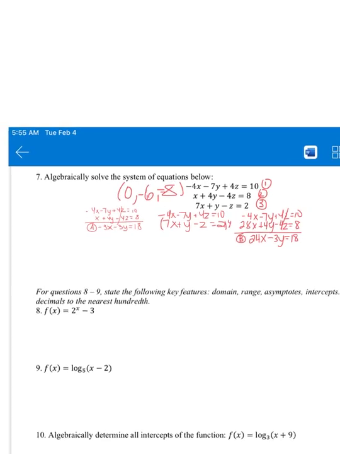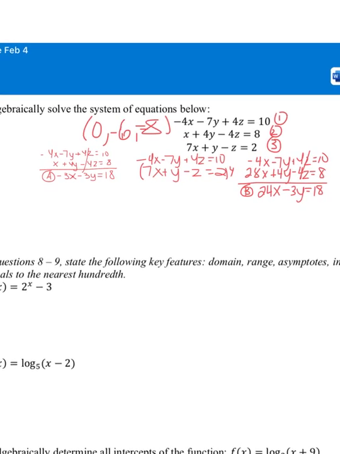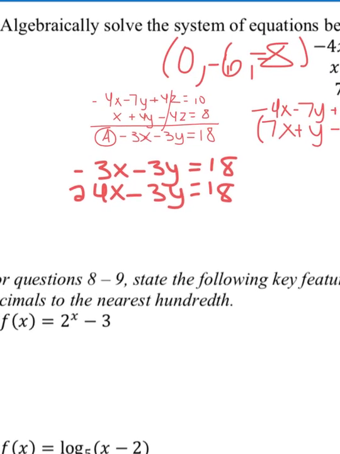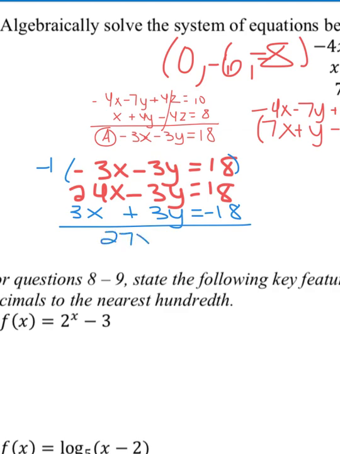Okay, so now I'm going to take my two equations, A and B. So I have negative 3x minus 3y equals 18 for A, and for B it's 24x minus 3y equals 18. And what I'm going to do now is do elimination one more time. So I'm going to multiply this top equation by negative 1. That way now it's 3x plus 3y equals negative 18. And then I'm going to add down. So 24x and 3x is 27x. Negative 3y plus 3y cancels out, and 18 minus 18 is 0, which gives me x is equal to 0.